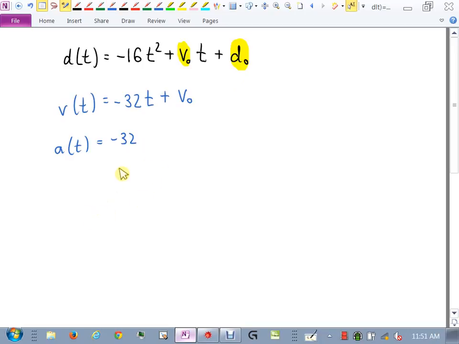Because on Earth, the only acceleration that we have when you drop an object is what? Gravity. So that's the acceleration of gravity in feet per second squared. In a lot of physics classes, it's meters per second, right? 9.8 meters per second squared. So if you convert 32 feet over to meters, that's what you have. This is the feet formula.